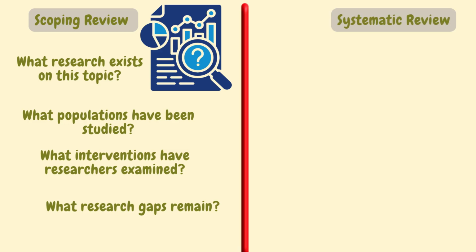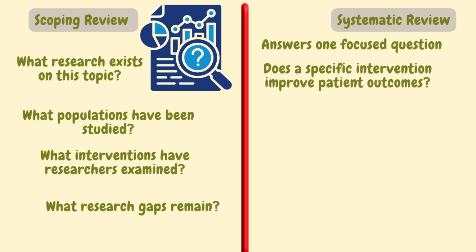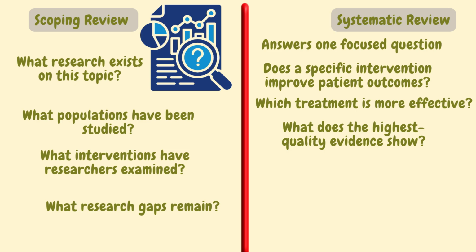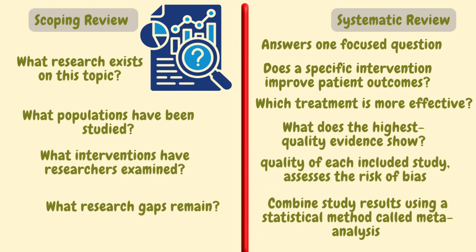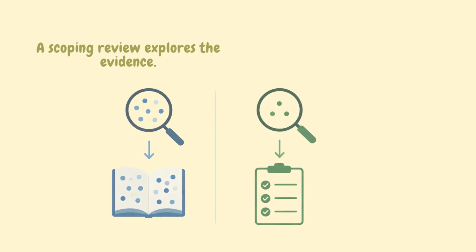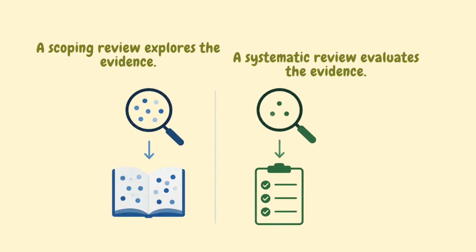A systematic review, however, answers one focused question, such as, "Does a specific intervention improve patient outcomes? Which treatment is more effective? What does the highest quality evidence show?" A systematic review evaluates the quality of each included study, assesses the risk of bias, and can even combine study results using a statistical method called meta-analysis when appropriate. One way to remember the difference is this: a scoping review explores the evidence, a systematic review evaluates the evidence.